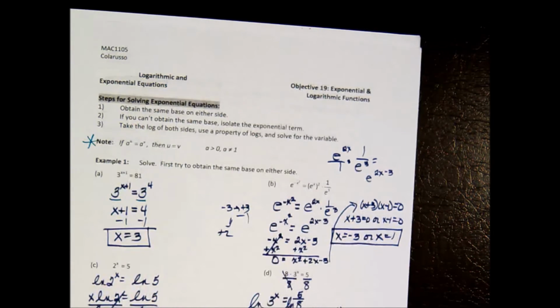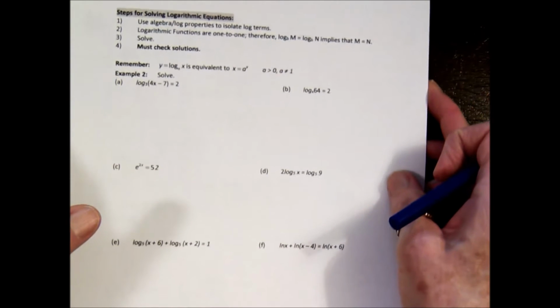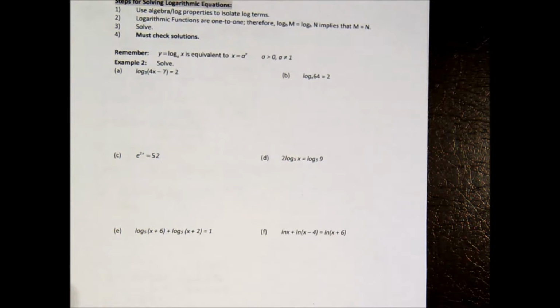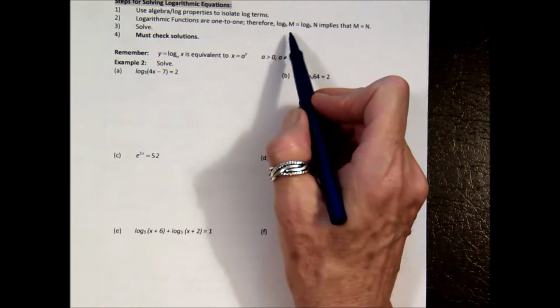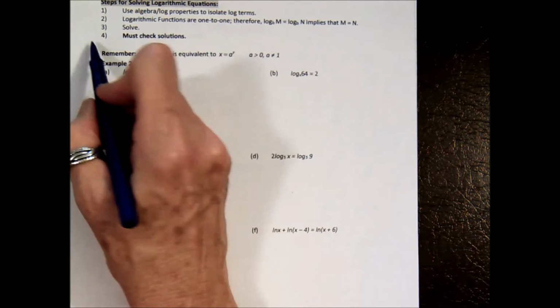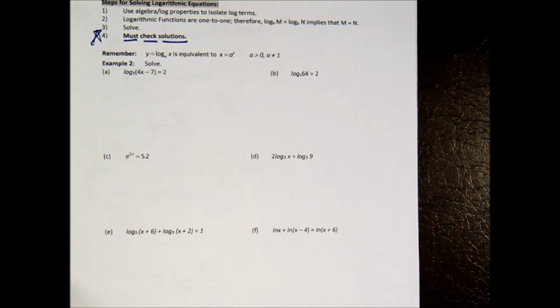Let's take a look at logarithmic equations and the steps for solving logarithmic equations. First, you want to use algebra and log properties to isolate the log terms. And then logarithmic functions are one-to-one. Therefore, log base a of m equals log base a of n implies that m equals n. So you try to get the logs the same and then solve. On these, there's a fourth step. You must check your solutions because some of them don't work.